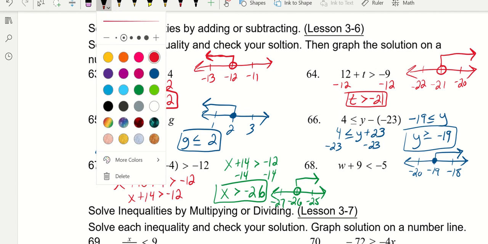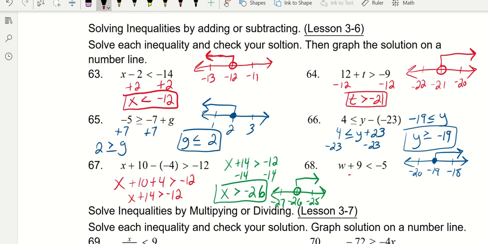All right, number 68. We're going to subtract 9 from both sides to solve for w. W is less than negative 14. So on my number line here, negative 14, negative 13, negative 15. Open or close circle at negative 14? Open. Shade left or right? Left.